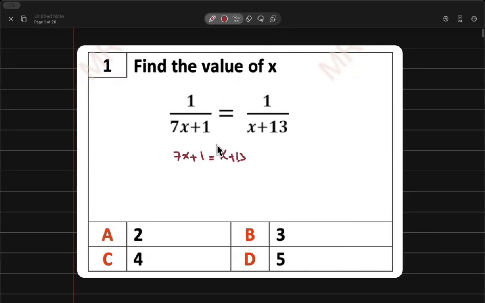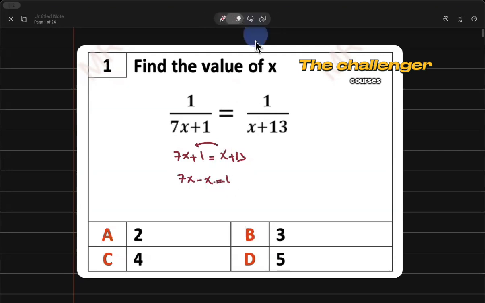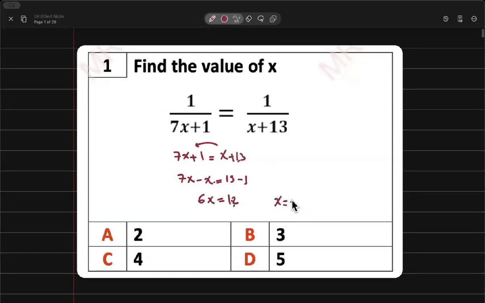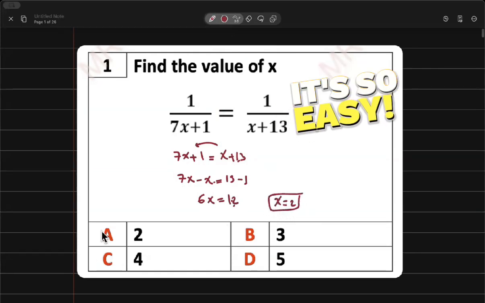So 7x minus x is equal to 13 minus 1. So 7x minus x will be 6x, and 13 minus 1 equals 12. Divide both sides by 6, so x equals 2. So the answer is A.